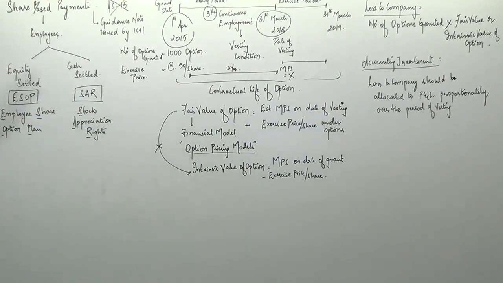Vesting period is 3 years. Whatever loss is there, I'll break it into 3 proportionate parts. That is 1/3, 1/3 and 1/3. Right, until then, I'll pick up a new concept here.